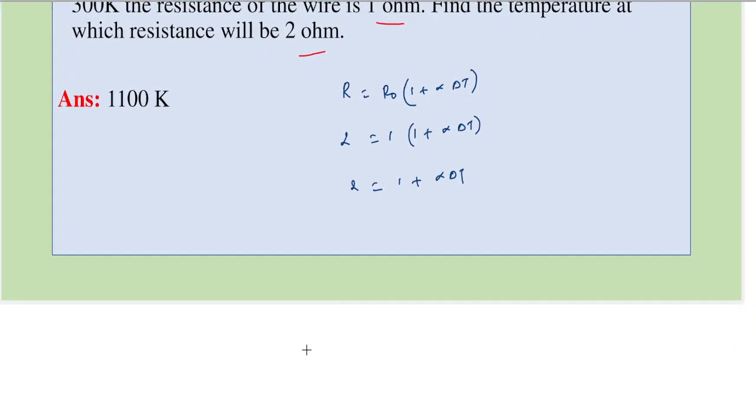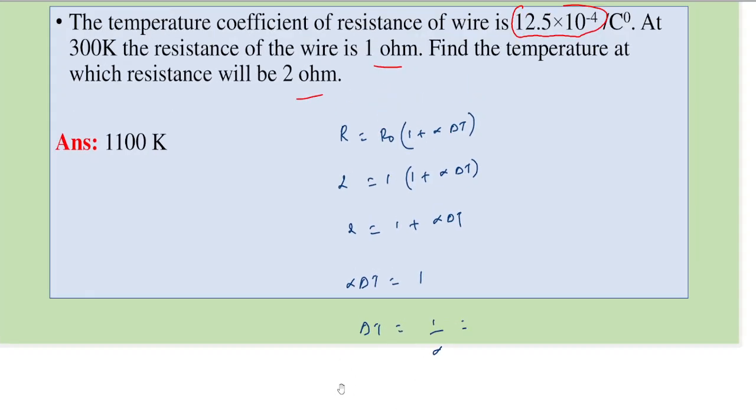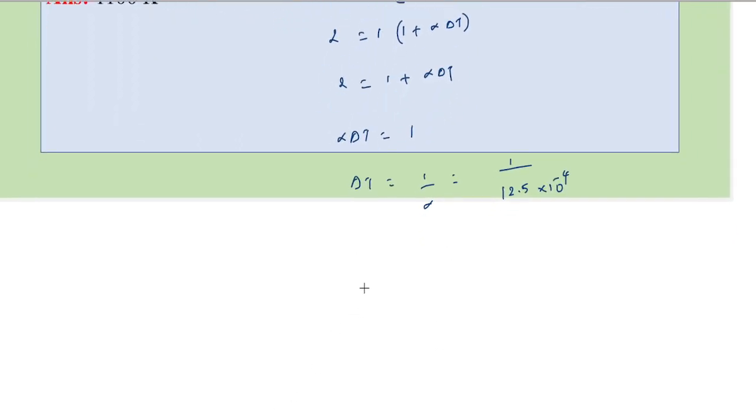Again here alpha into delta T is equal to 1, or delta T is 1 by alpha, which here in this case is 1 by 12.5 into 10 power minus 4. That goes on top, that is 10 power 4 goes on top, so it becomes 10 power 4 by 12.5. That's equal to 800.